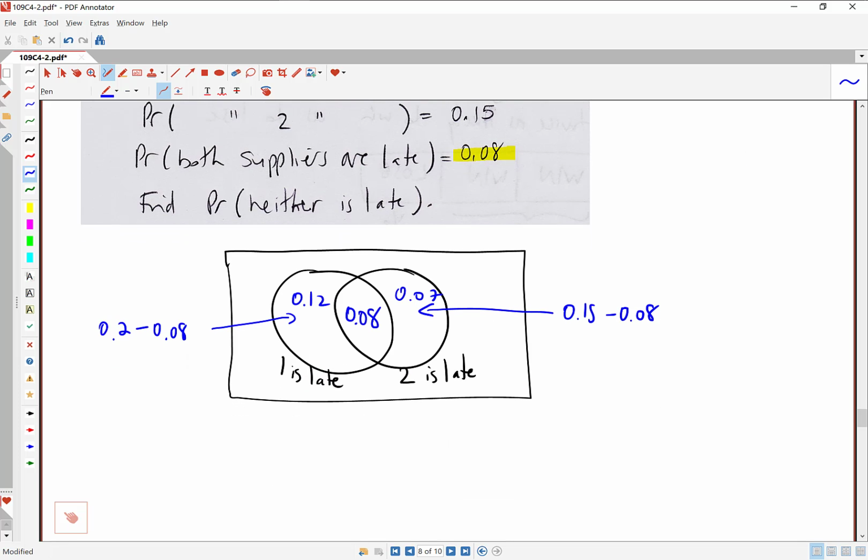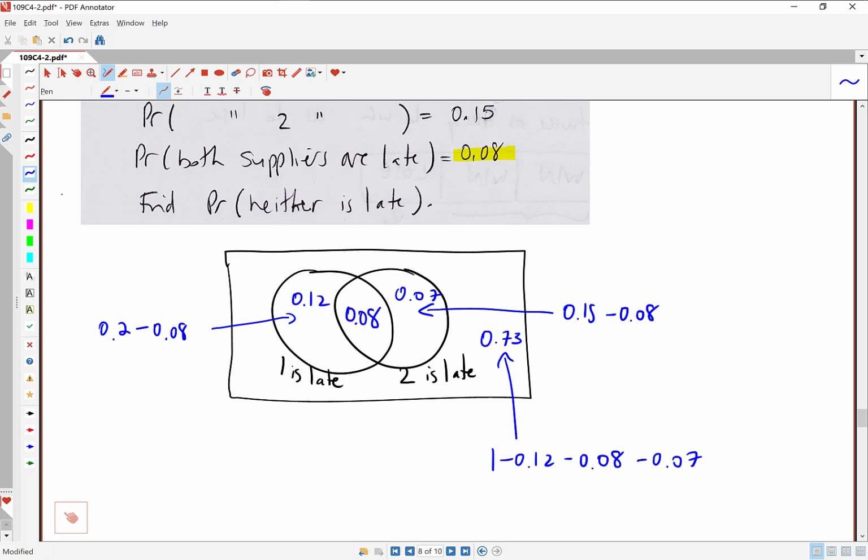Then, once we've got those 3 regions figured out, we can say, well, anytime we're talking about probabilities, the sum of all the probabilities is going to add up to 1. So to get this outer number, we could go 1 minus each of the probabilities that we've already accounted for. So 1 minus 0.12, minus 0.08, minus 0.07, and we get the probability of this outer region, which is 0.73. So now we've got a completed Venn diagram, and from there we can answer any question that comes up.